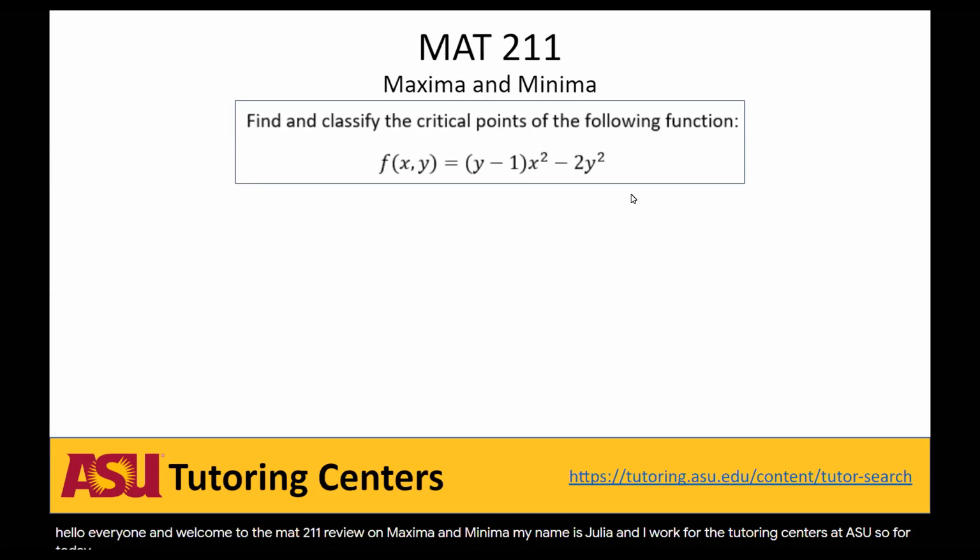So for today's problem, we're going to look at finding and classifying the critical points of the following function. That's f of xy equals quantity y minus 1 times x squared minus 2y squared.